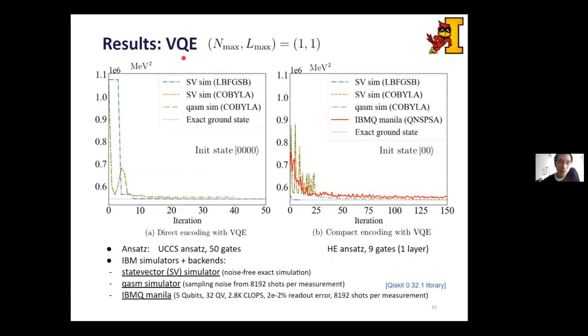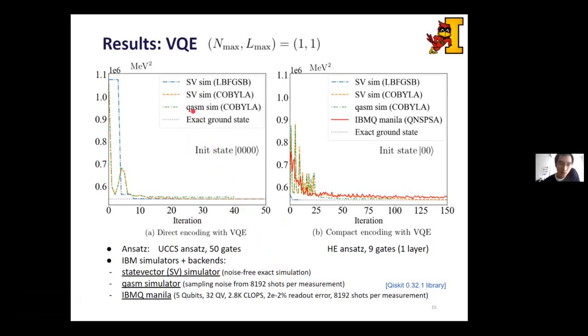And here I show you the result of, first, the VQE for the smallest non-trivial Hamiltonian. So in both figures, the vertical axis corresponds to the mass value of the ground state in units of MeV squared. And the horizontal axis is the number of iterations we have in the VQE loop. And so we have considered the SV simulator, which stands for state vector simulator. It's a noise-free exact simulation.